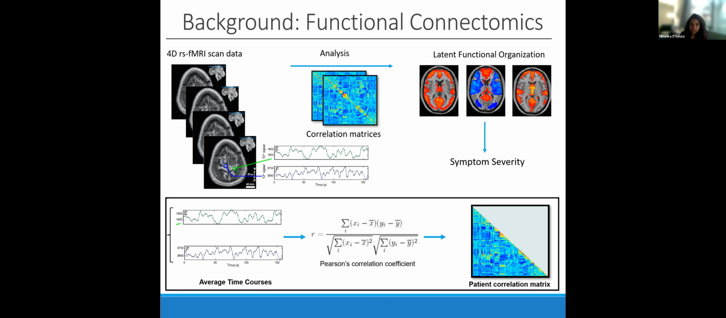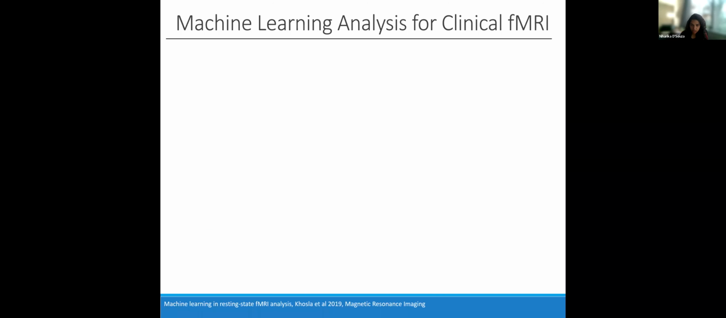Now, a typical machine learning setup for this problem would use the features corresponding to the upper triangular part of the symmetric matrix for each patient. So let's look at how a typical machine learning pipeline for this kind of analysis looks. It's important to note that the vectorized correlation matrices that I described earlier are typically of the order of thousands, depending on what parcellation we choose for the brain. And this is fairly large compared to the number of patients in the study.